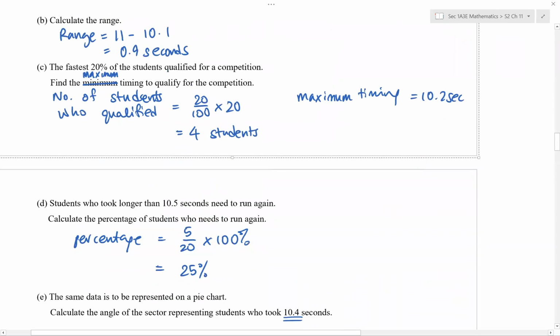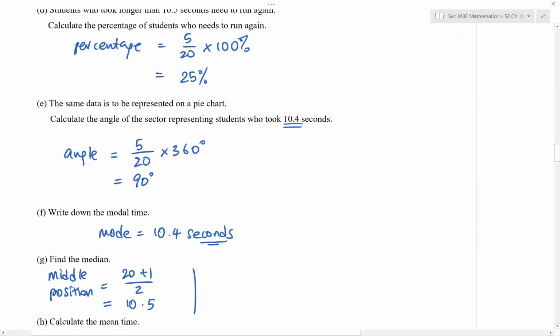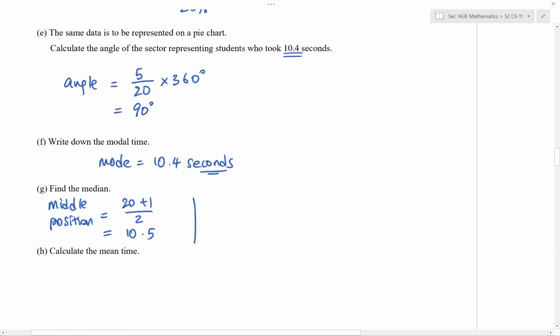So the position number 10 and 11, they both are 10.4. So the median, which is the average, 10.4 plus 10.4 divided by 2, you will still get 10.4 seconds. Remember to include your units.